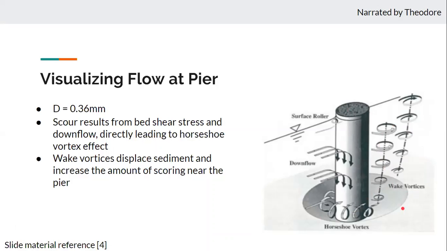The horseshoe vortices are responsible for lifting a significant amount of sediment off of the riverbed. Additionally, the wake vortices remove more sediment from behind the pier and carry it downstream. Both of these vortices act at the same time and scour the riverbed around the pier, which significantly destabilizes the foundation of the bridge.